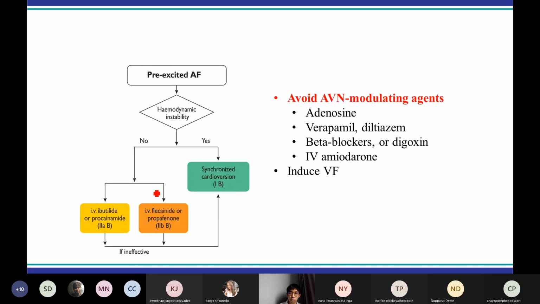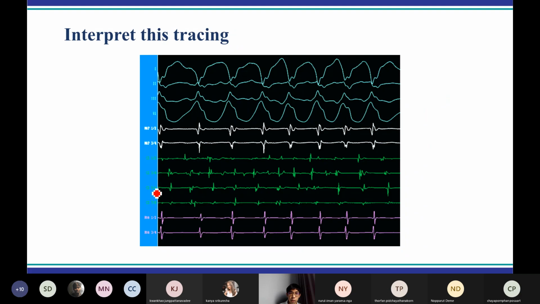So this is the tracing of patients with AFib with pre-excitation. You could see that in the 12-lead surface ECG, the QRS is quite wide. There is some delta wave, and it is irregular. You put the atrium catheter in, you put the CS catheter in here, and you put the RV catheter.